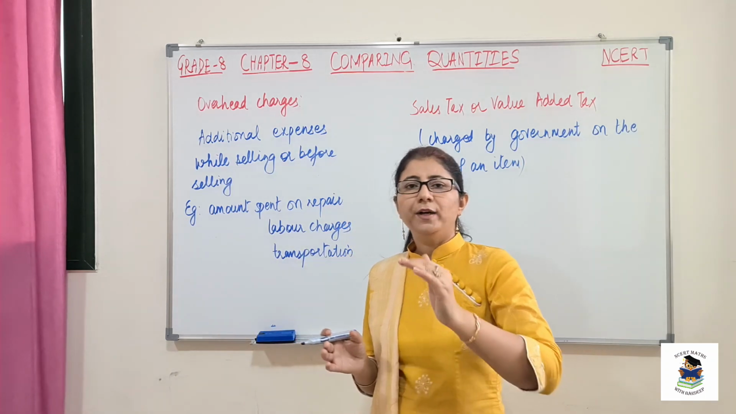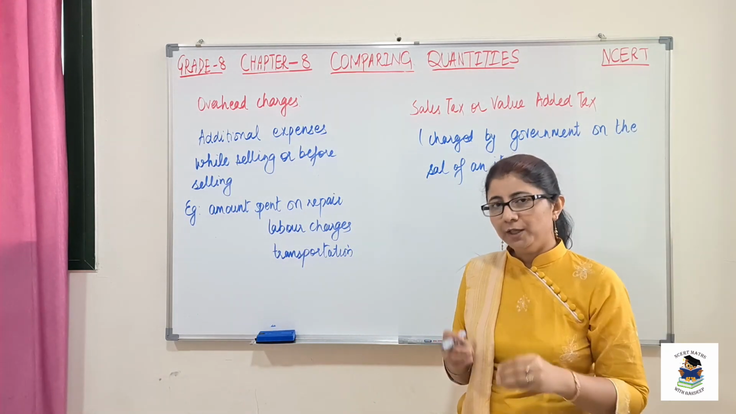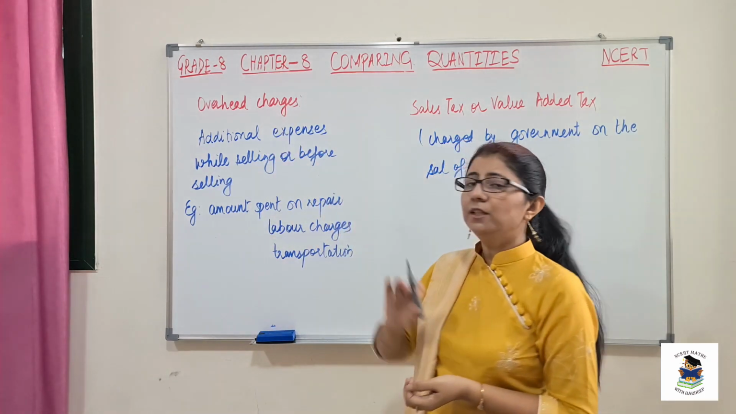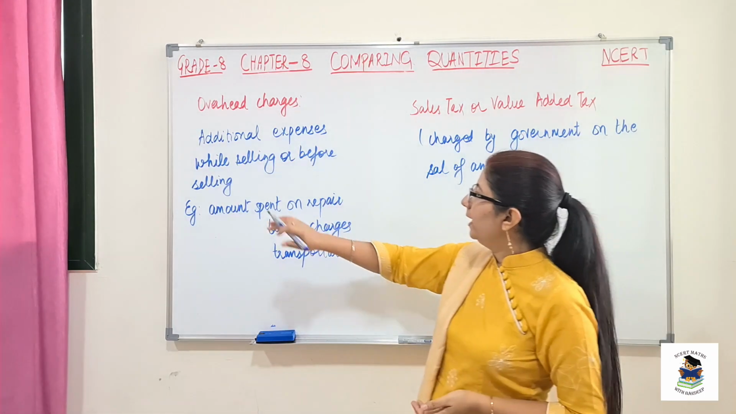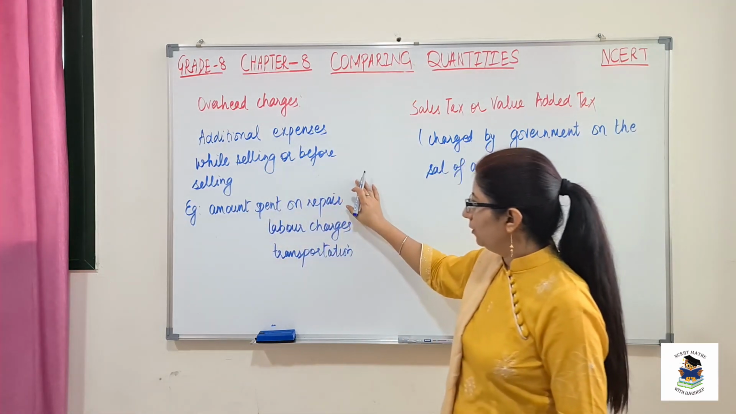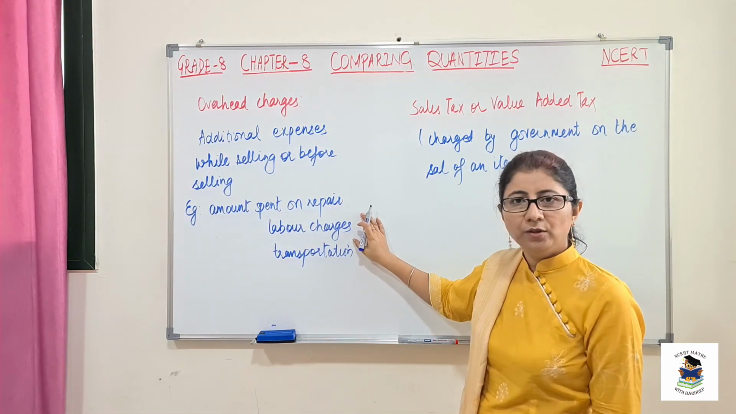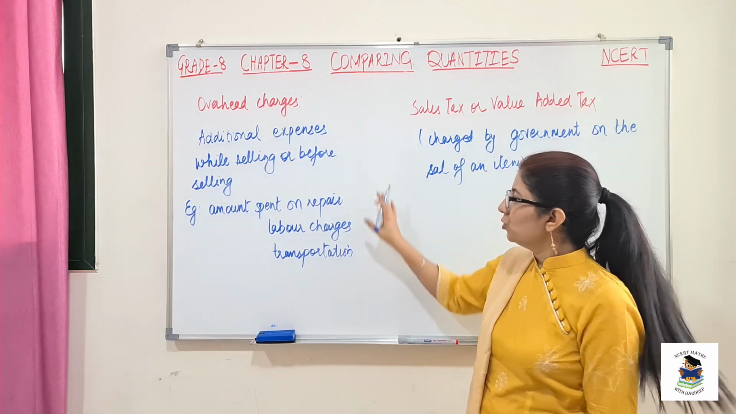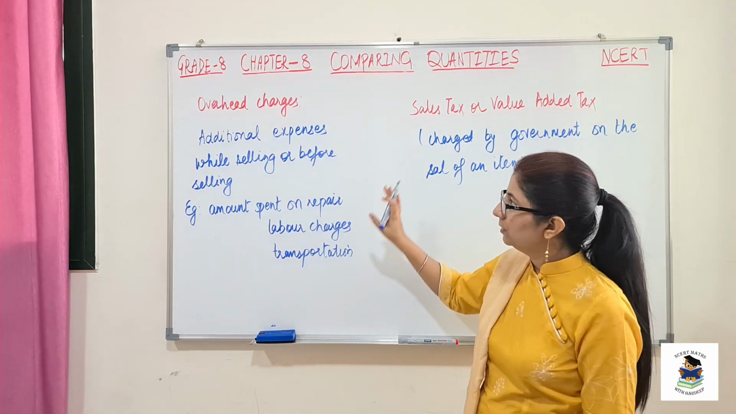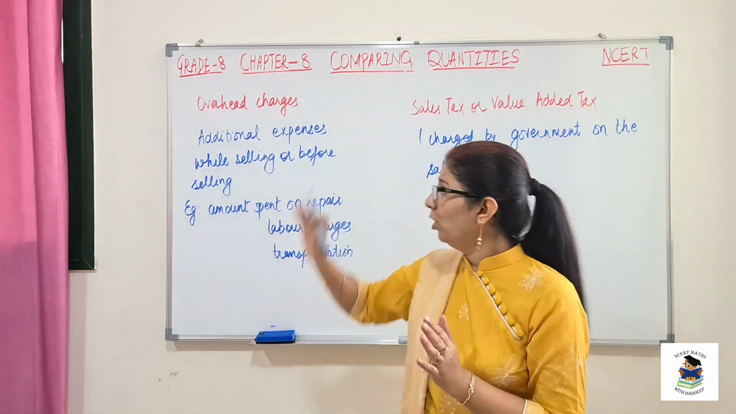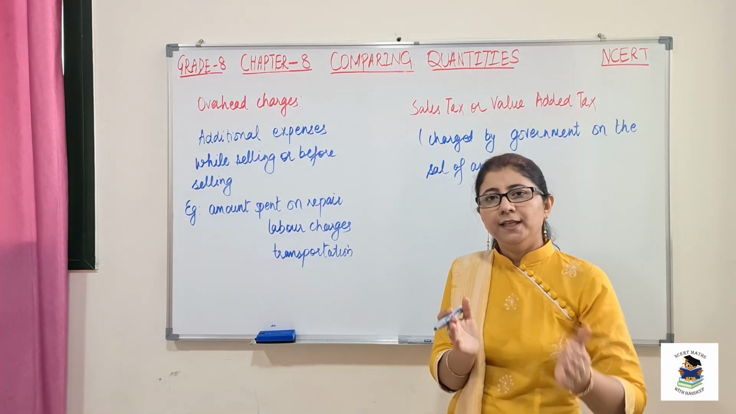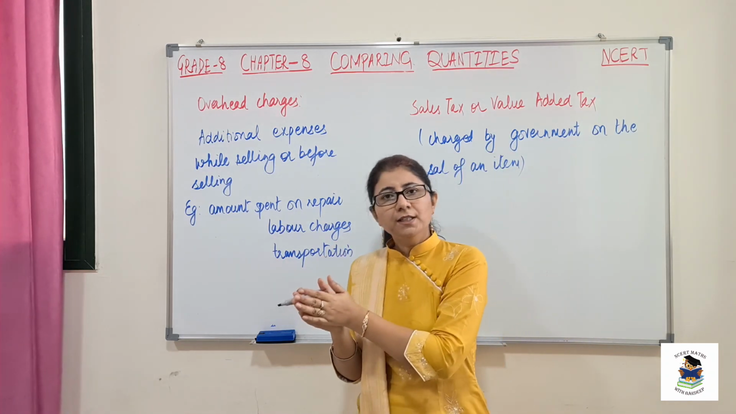So that type of additional charges that we have to pay from our own pocket before selling are considered under overhead charges. So that may be like amount spent on repair, amount spent on labor charges, or amount for transportation. So all these amounts are overhead charges. All these overhead charges should be added to the cost price, and then we will see what the selling price is.